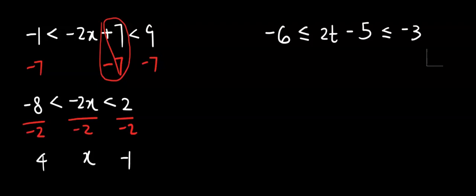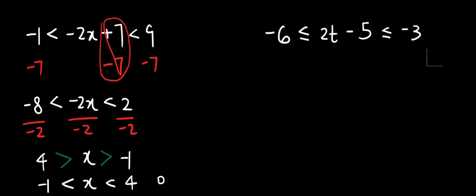Remember, earlier we talked about if you multiply or divide by a negative number, the direction of the symbol is going to change. Therefore, we're going to change it. All right? And if you want, you can rewrite this as -1 less than x less than 4. And then when you graph it, make sure you use open circles. Okay, let's look at our next problem.